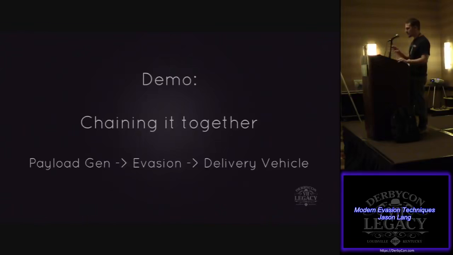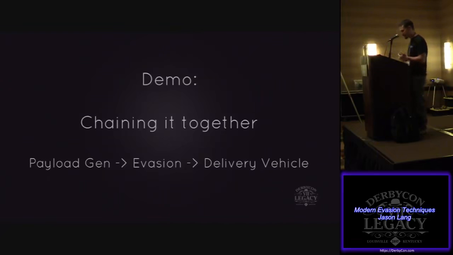So to wrap this up, the demo that we're going to do is payload generation. We're going to wrap it with some evasion, then put it into a delivery vehicle. I'm using three tools for this. For payload generation, we're going to use Unicorn. For evasion, we're going to use Ebowla. And for the delivery vehicle, we're going to use Lucky Strike.